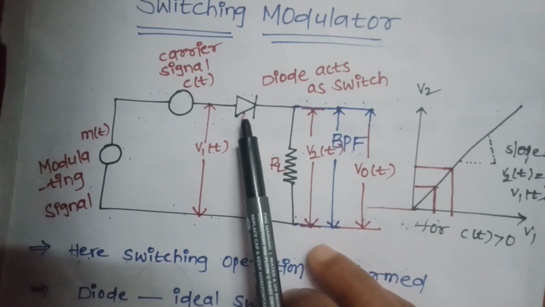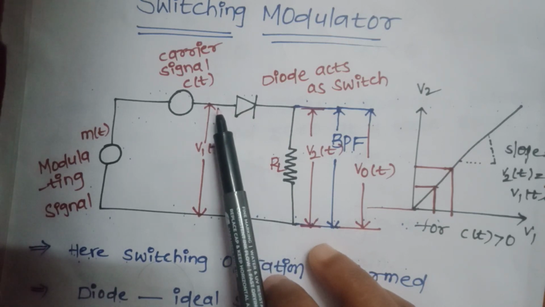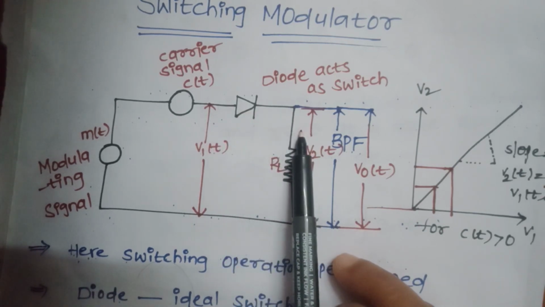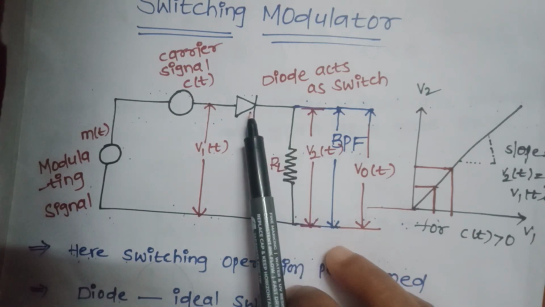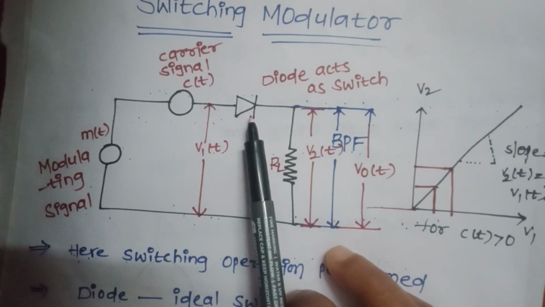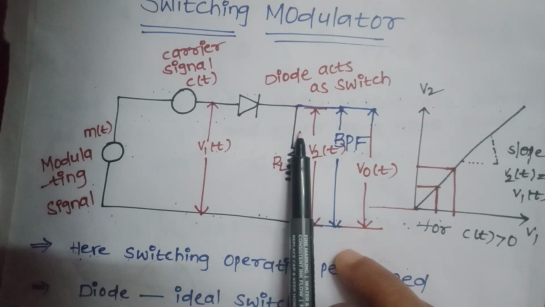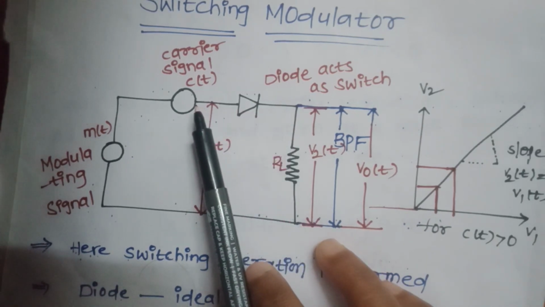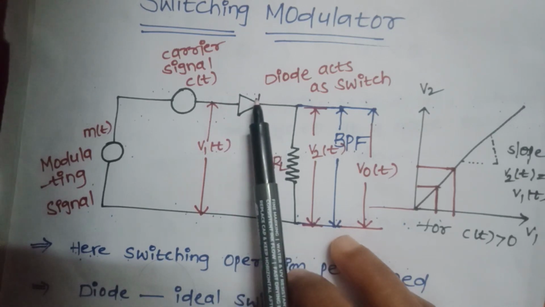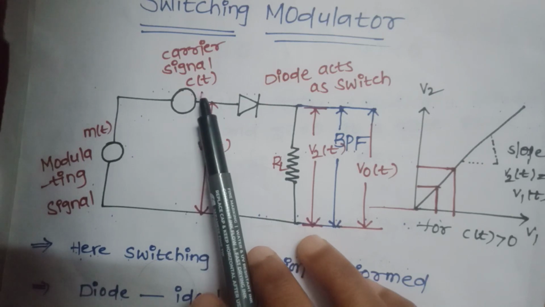That means it will be open circuited for reverse bias and closed circuited for forward biasing. When it is an ideal diode, in the forward biasing condition the diode is on, and it creates a link between v1(t) and v2(t). In the reverse biasing condition it is off, that is open circuited, so there is no link between v1(t) and v2(t). This diode acts as a switch depending on c(t).